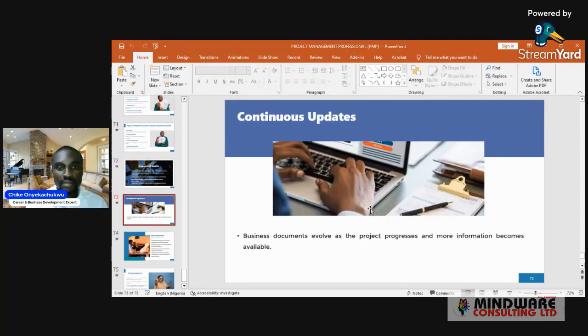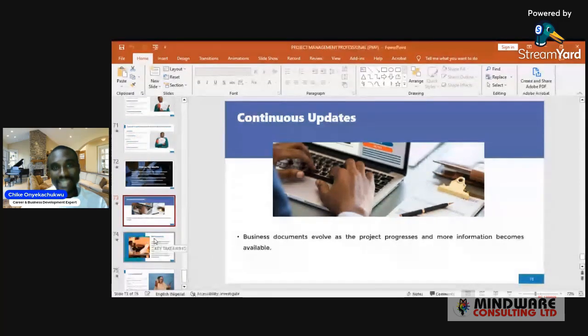Now, it is one thing to have documents. It's another thing to also understand that these documents are evolving. They ought to be evolving. And what do you mean by that? We're talking about updating your project management business documents. You have to keep updating them as more information is made available to you during the life cycle of the project. The project management business documents, they are dynamic tools. Okay, they don't stay static. As you get more information, you will be adding to them, updating them.